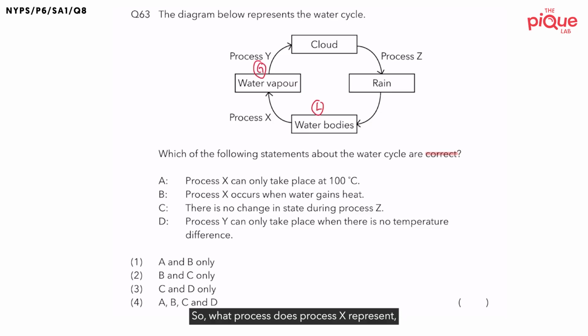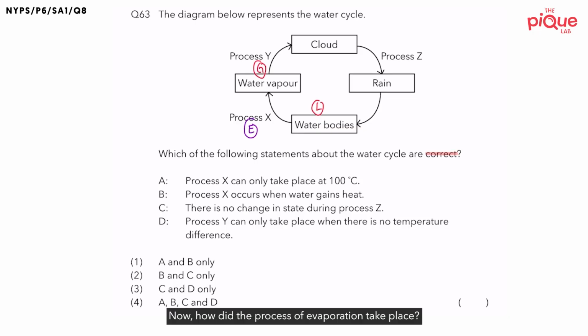So what process does process X represent? From the liquid state to the gaseous state. Could it be boiling? Do you recall that in order for water to boil, what temperature must the water be at? 100 degrees Celsius. Would it be possible for the water in the water bodies, for instance in the lakes or rivers, to reach 100 degrees Celsius? No. Then what is the process that is occurring here? It should be evaporation.